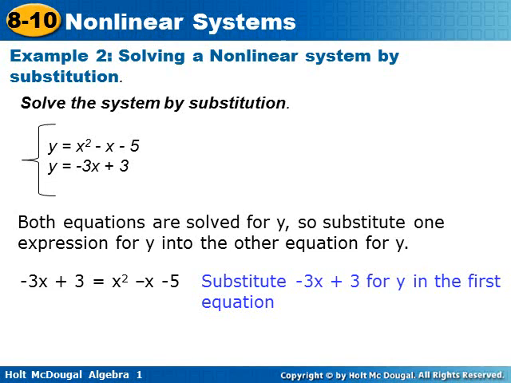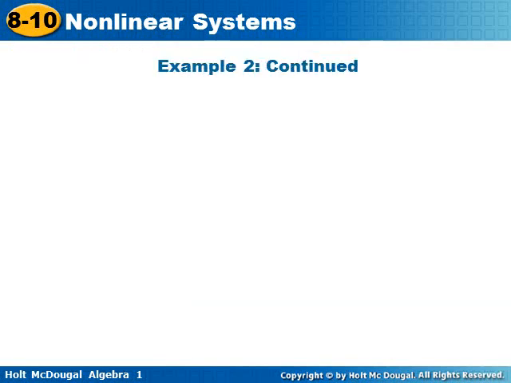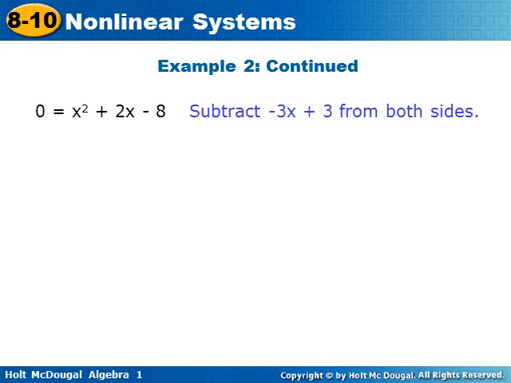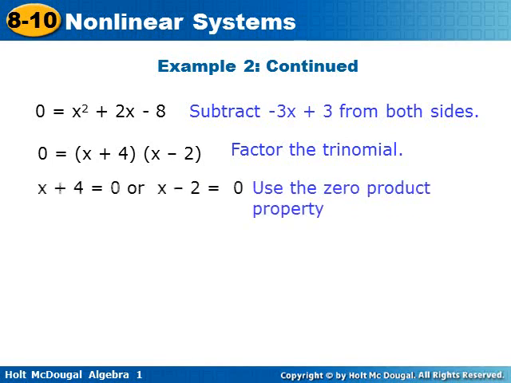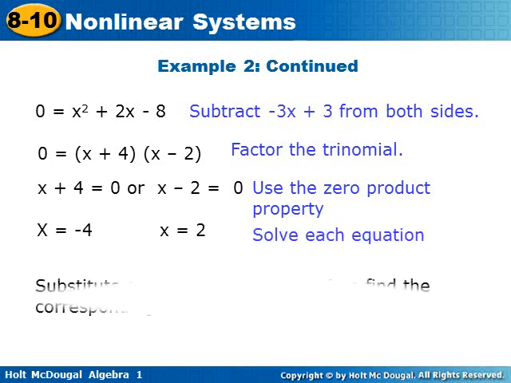So we get -3x plus 3 equals x squared minus x minus 5. Then we're going to subtract -3x plus 3 from both sides, so we get 0 equals x squared plus 2x minus 8. And then we're going to factor the trinomial. We need two numbers that when multiplied give us -8, added give us +2. Those are 4 and -2, so we get x plus 4 times x minus 2. We're going to use the zero product property, and we get x plus 4 equals 0, or x minus 2 equals 0. Solve each equation, and we get -4, +2.